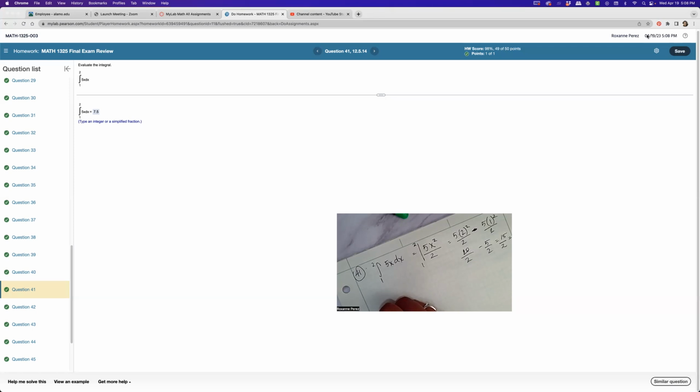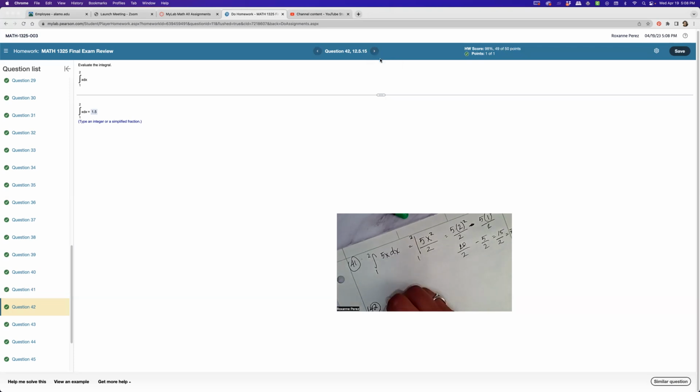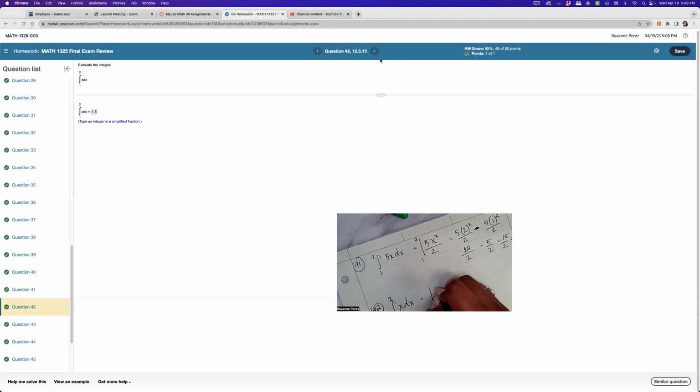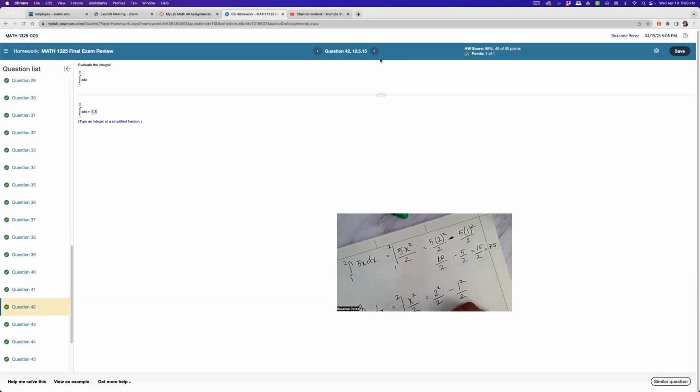Okay, 42. We're evaluating the integral from 1 to 2 of x dx. That's going to give us x squared over 2 from 1 to 2. So that's 2 squared over 2 minus 1 squared over 2, which is going to be 4 over 2 minus 1 over 2, which is 3 over 2, or 1.5.